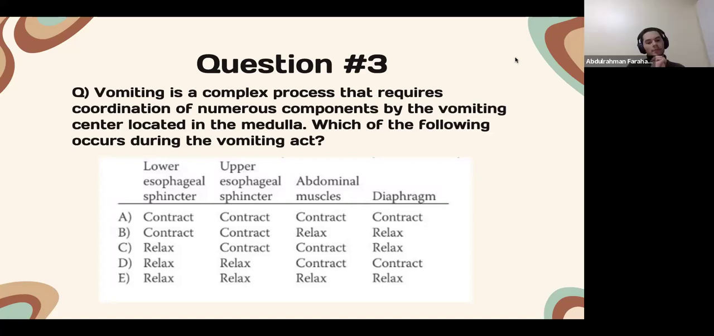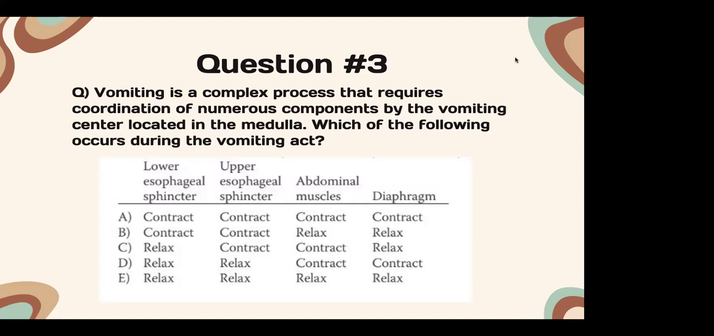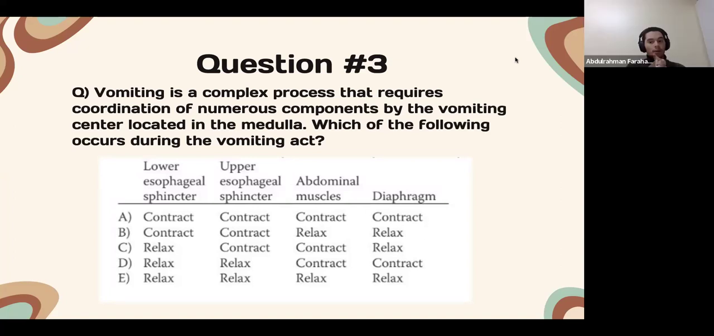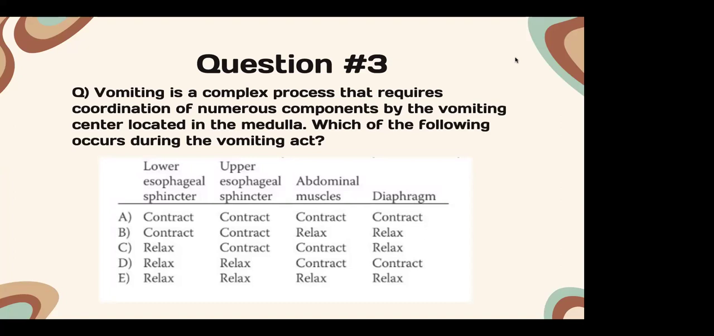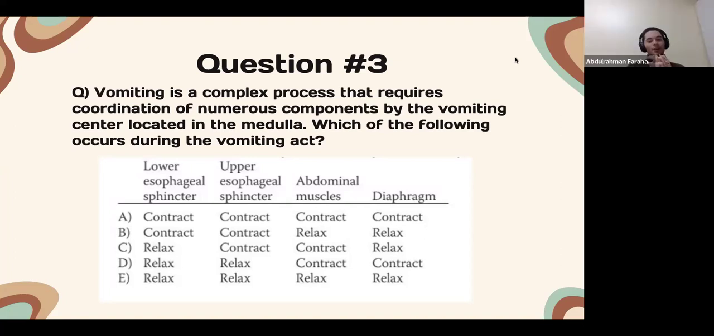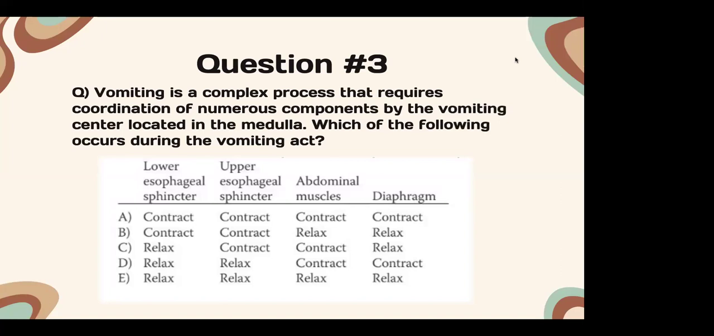I think it would be D since the intra-abdominal and intrathoracic pressures would also increase. Intrathoracic, and what about intra-abdominal? Why don't you like it? It also increases. Yeah, so both would increase. So how would both increase? They would both contract.